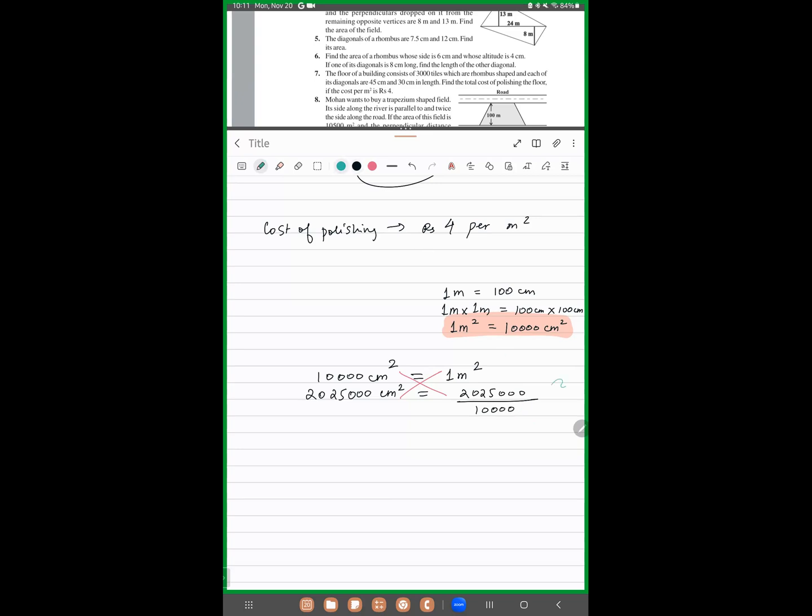Are you getting it? Which part did you not understand? Like when we cross multiply. This is something we already know, the unitary method. If you think of it as a table with meter as a column and centimeter square on the other side, why did we divide it by 10,000?